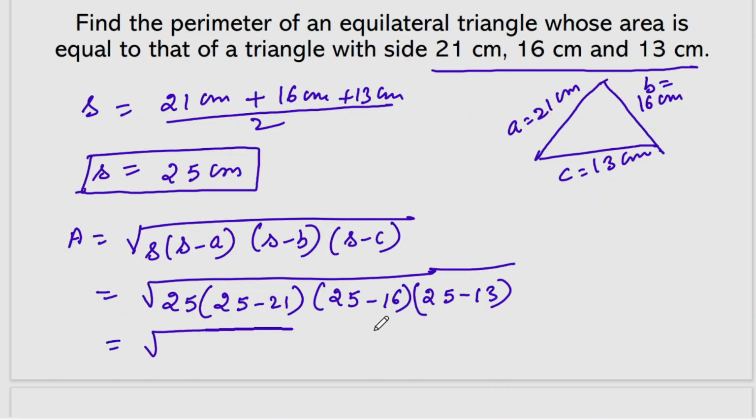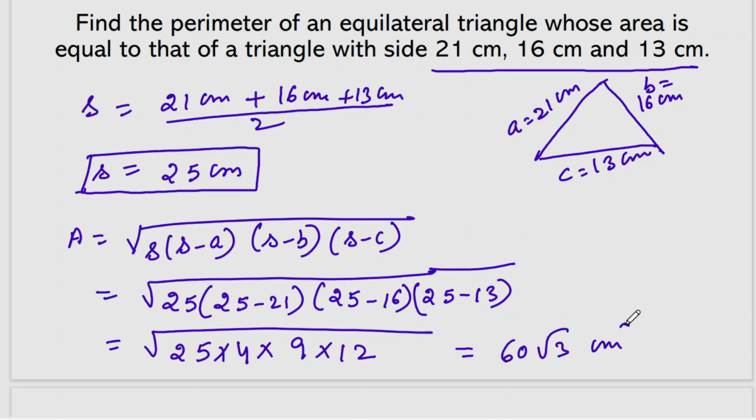Solve this. You will get this as 25 into 4 into 9 into 12. So you can find this area is, see, 10 into 3, 30, and then you can find it. So we have got the value 60 root 3 centimeter square. Now I have got the area of this triangle.